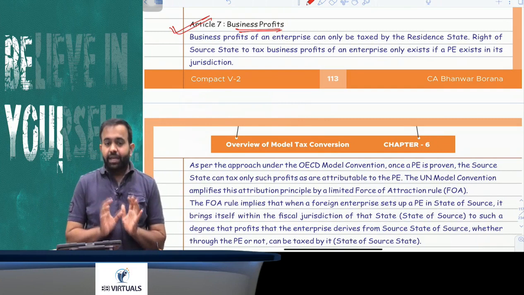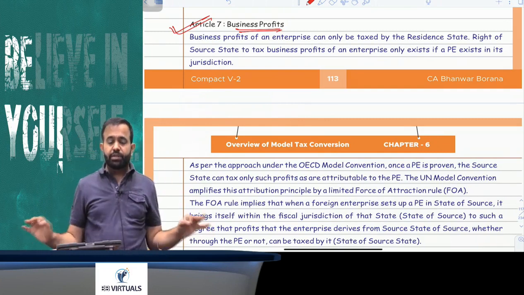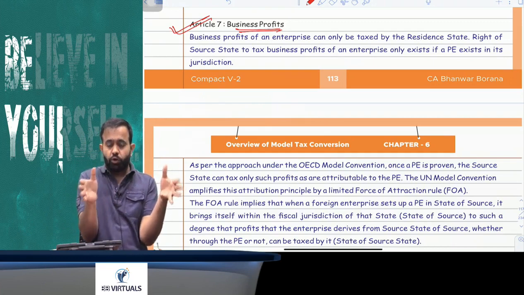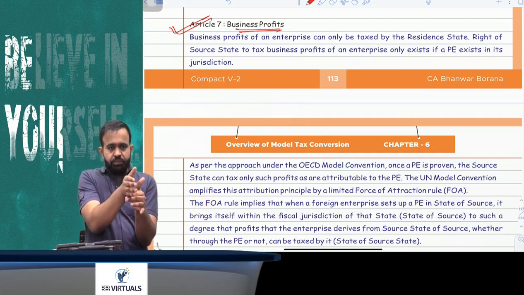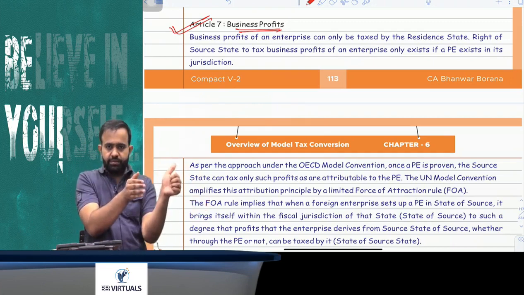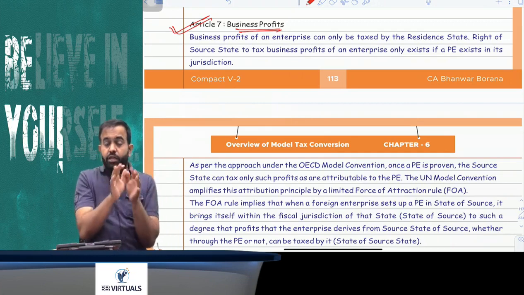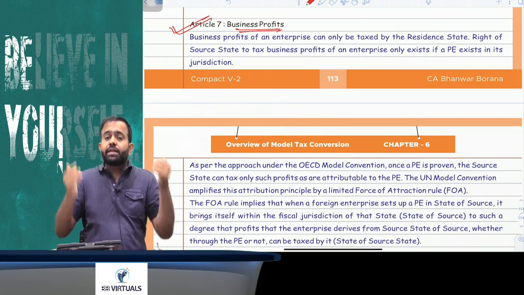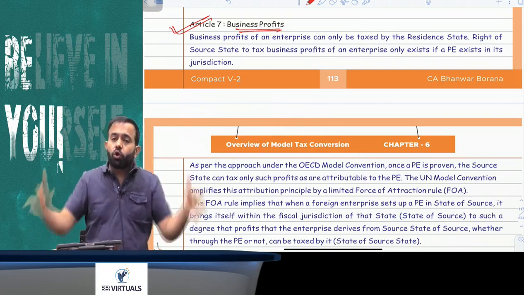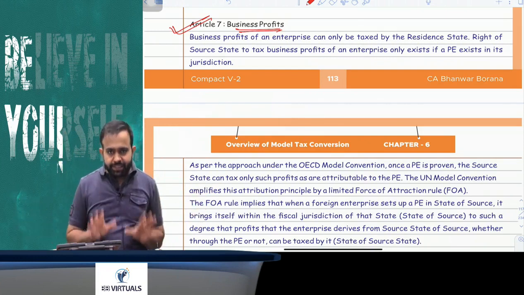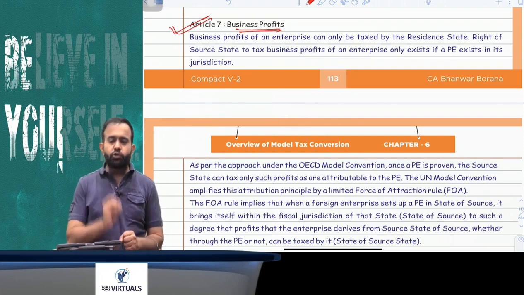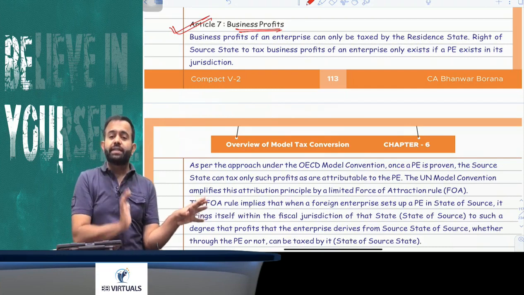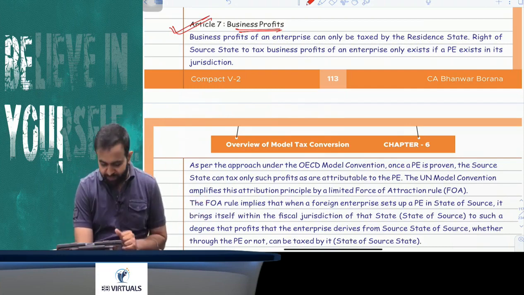Here, for every income we are going to discuss, there is a distribution of the right of taxing. On interest, this country will tax. On dividend, this country will tax. On business income, this country will tax. Always remember, the resident country has the right to tax all types of income, but when the source country can tax, that we will discuss. Everyone, pay attention.